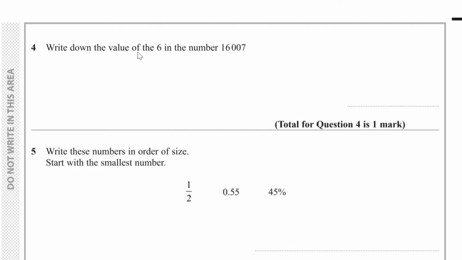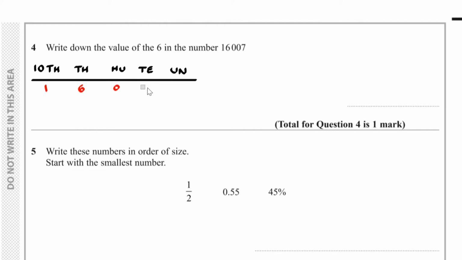Question number 4. We have to write down the value of the 6 in the number 16,007. Well, if we think about place value, what we have for this number is 16,007. The 6 is in the thousands column, so the value of the 6 in the number 16,007 is 6,000.